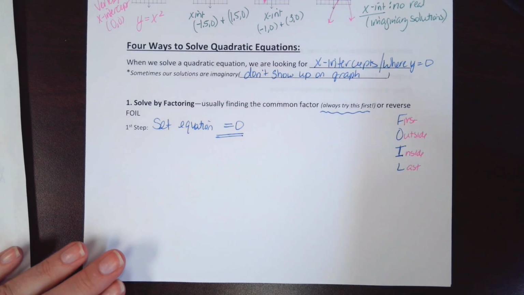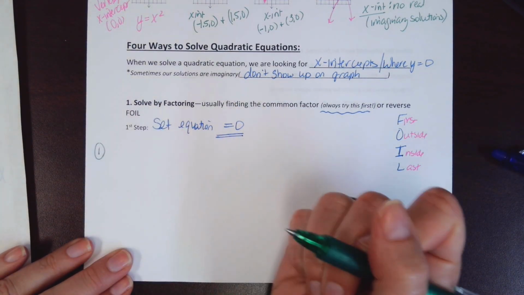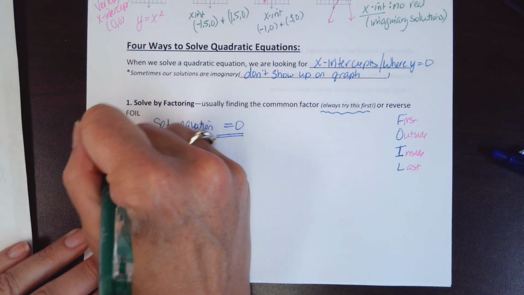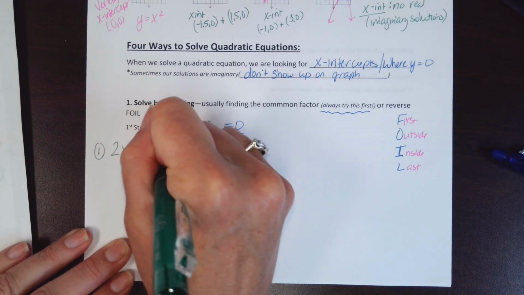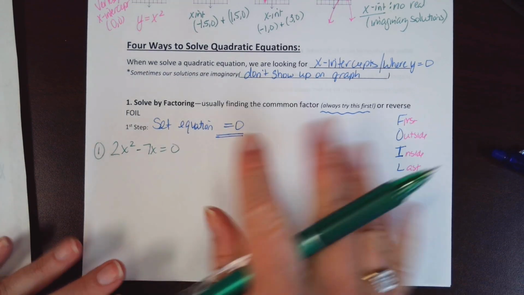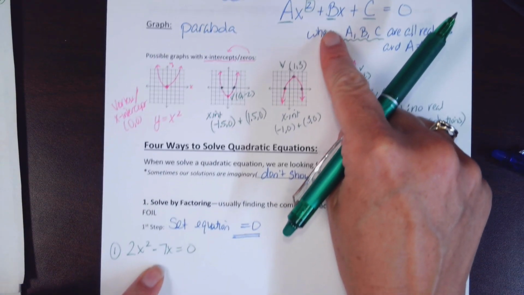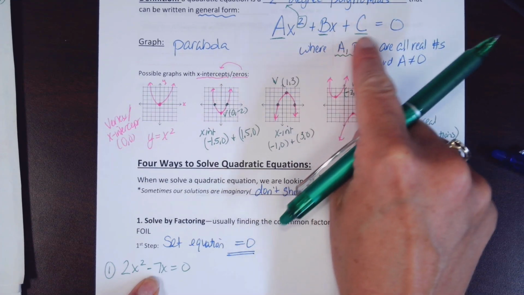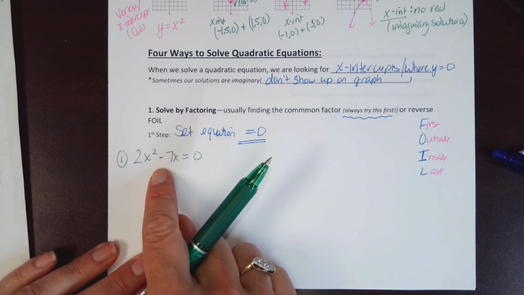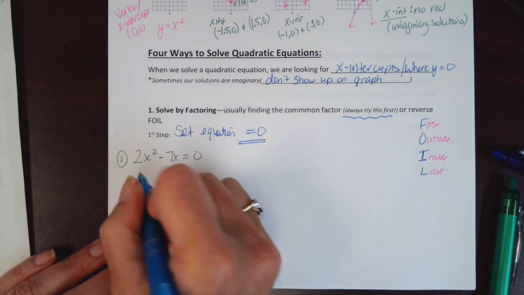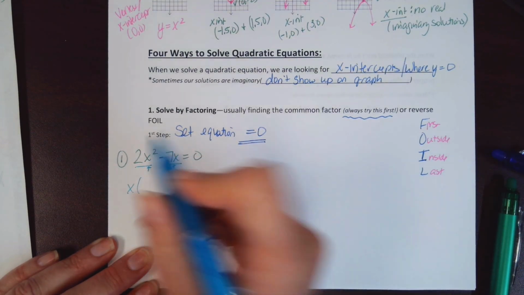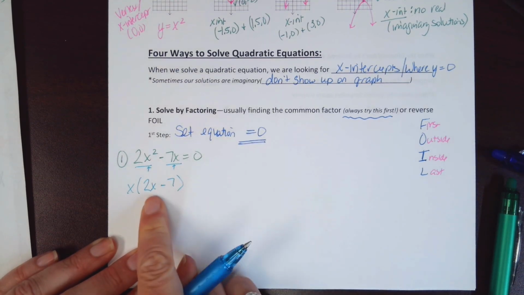My first example for solve by factoring, we're going to do 2x squared minus 7x equals 0. Now I know this is quadratic because it's a second degree polynomial, but when I compare this to my general form, I see that I only have 2 terms, not 3. I don't have that constant. So I want to see if I can just factor out a common factor. Well, the thing that both of these 2 terms have in common is an x. So I can factor that x out, and what is left behind is 2x minus 7.